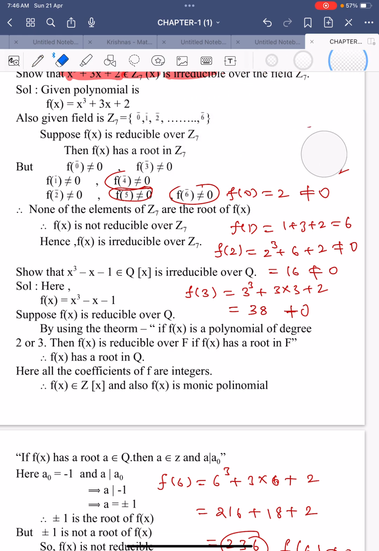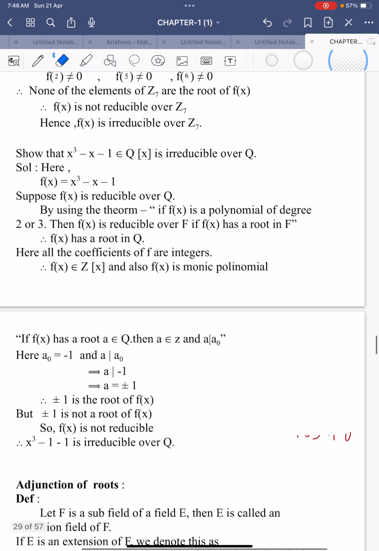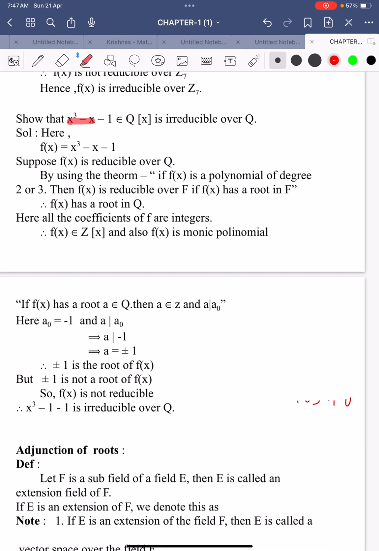So now we solve the next problem by using one more theorem. Let us see the problem. Show that x³ − x − 1 belongs to Q[x] and is irreducible over Q. Here f(x) = x³ − x − 1. Assume that it is reducible over Q. By the theorem, if f(x) is a polynomial of degree 2 or 3, then f(x) is reducible over F if f(x) has a root in F. Therefore, since we assume f(x) is reducible, f(x) has a root in Q.